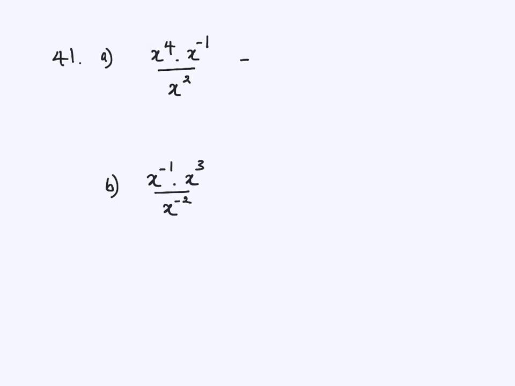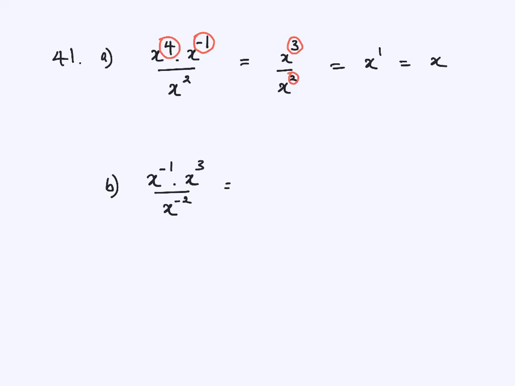Question 41a, multiplying powers. You want to add the indices. I'm going to add these two numbers here. That gives me x to the power of 3 on top. I'm now going to subtract. So that gives me x to the power of 3 take away 2 is x to the power of 1, which is normally just written as x.